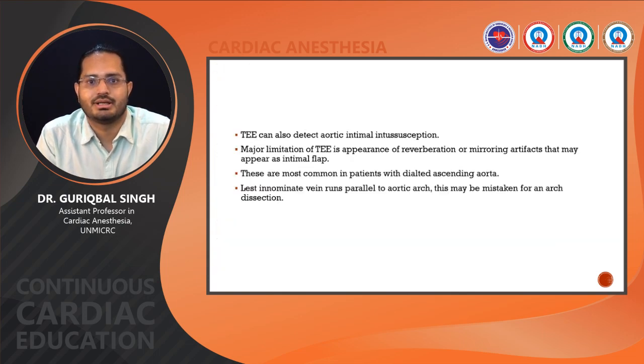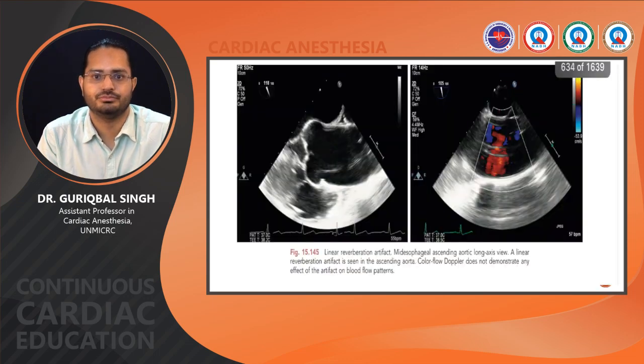TEE can also detect aortic intimal intussusception, and a major limitation of TEE is appearance of reverberation or mirroring artifact that may appear as intimal flap. They are most common in dilated ascending aorta. So these are the reverberation artifacts which may mimic false lumen.